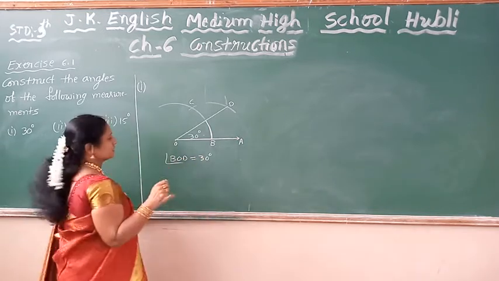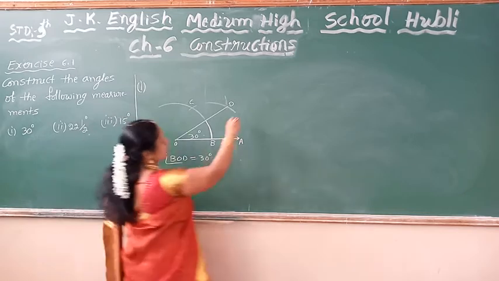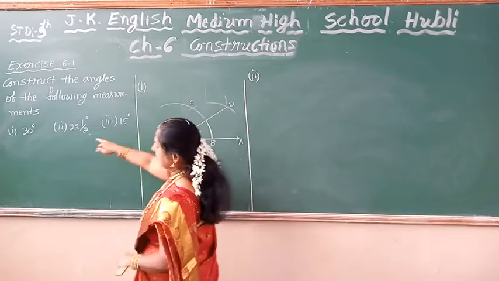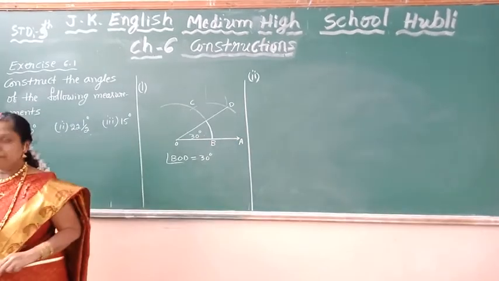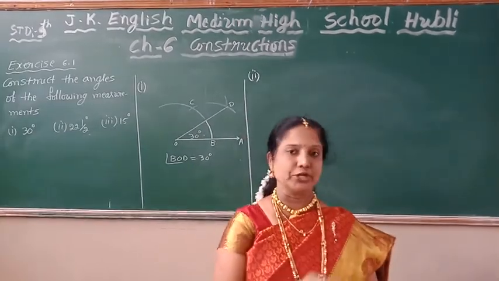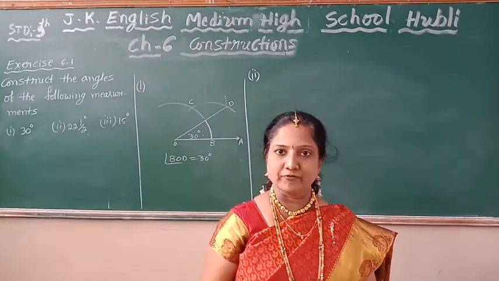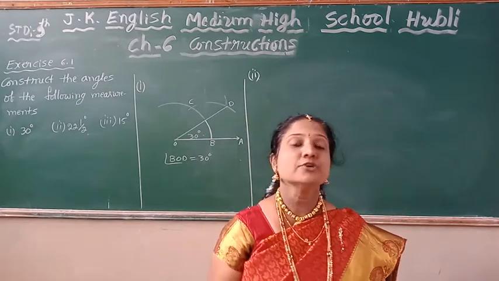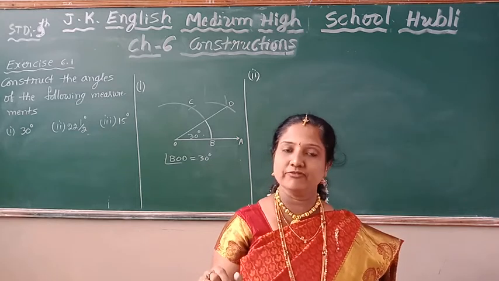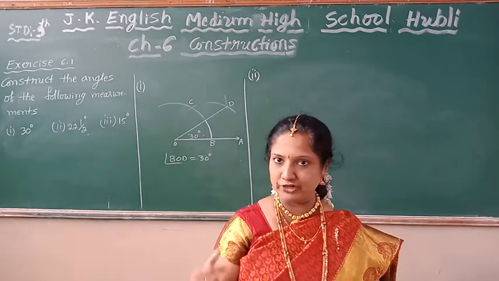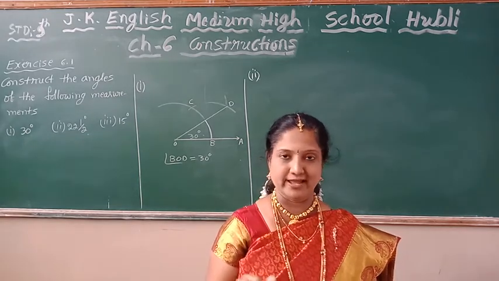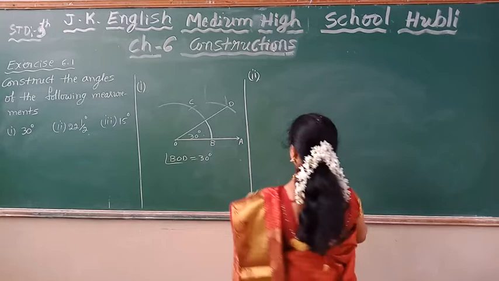They told us to construct 30 degree. This is over. The second construction is that I have to construct 22.5 degree. First you have to imagine which half is 22.5 degree. 45 degree half is 22.5. So before that I have to construct 90 degree. If I bisect the 90 degree, I am going to get 45 degree. Once again, if I bisect the 45 degree angle, then I am going to get 22.5 degree angle.